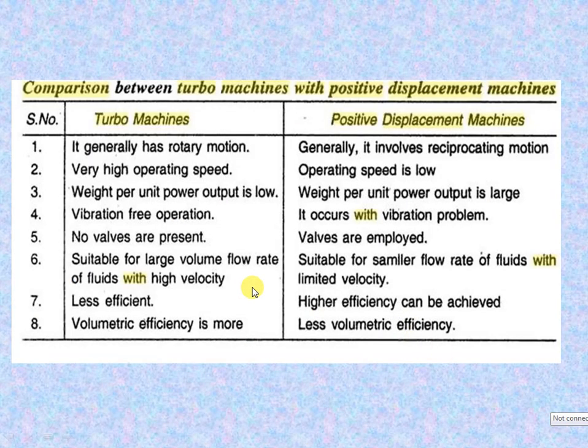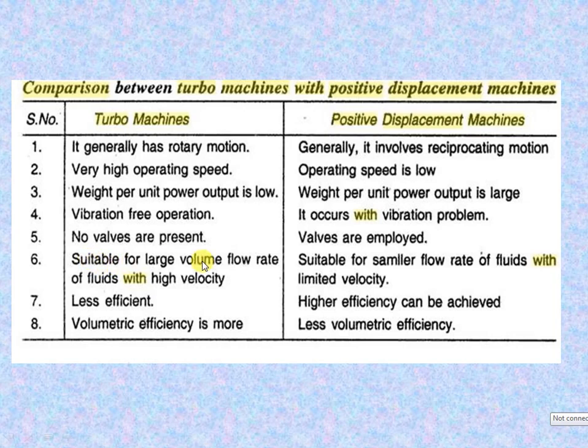Again, some points related to the comparison between turbo machine and positive displacement machine. A turbo machine generally has rotary motion, and positive displacement machines generally involve reciprocating motion. The operating speed is very high in a turbo machine and low in a positive displacement machine. Weight per unit power output is low for a turbo machine and large for a positive displacement machine. A turbo machine has vibration-free operation, while a positive displacement machine occurs with vibration problems. No valves are present in a turbo machine, which is a main important difference. Valves are present in a positive displacement machine, that is inlet valve and outlet valve, the suction and discharge valves.